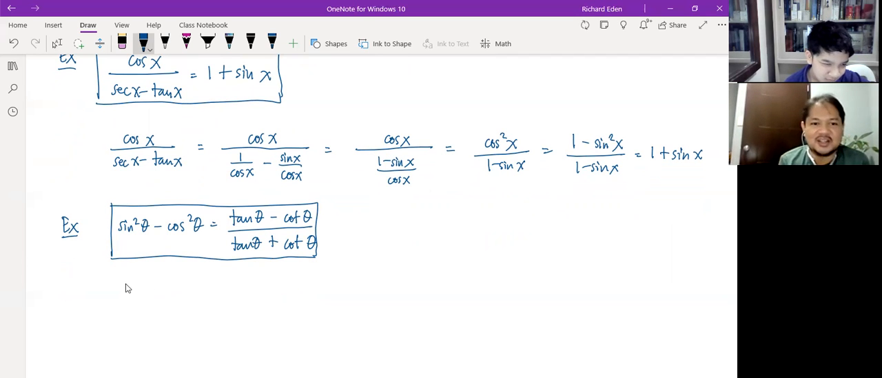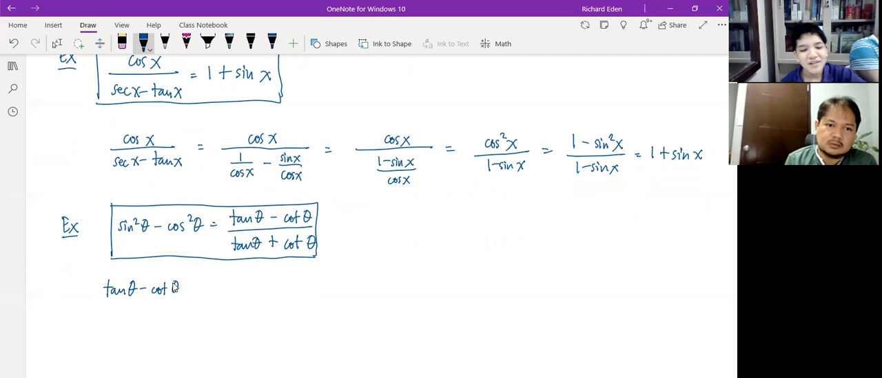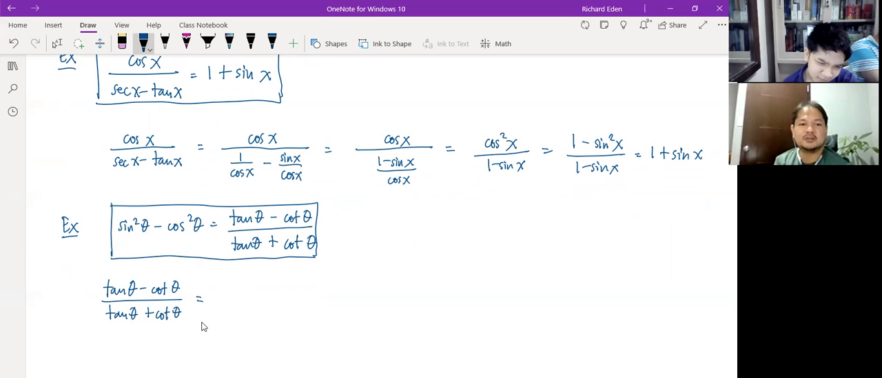But I decided to flip the two sides because what I want to suggest is starting with what seems to be more complex, whether it's the left side or the right side. But more complex point, this idea is the right side. But you will flip the equation anyway. So let's try to write in terms of sine and cosine.